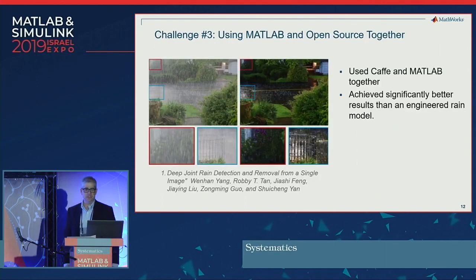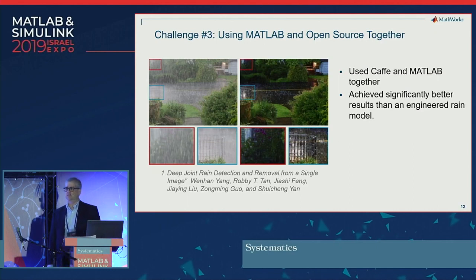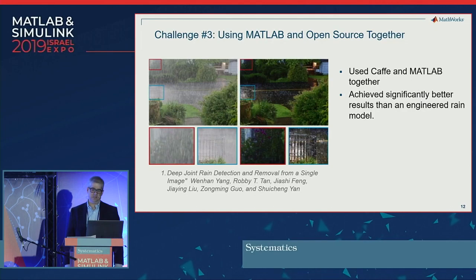The third challenge is using MATLAB and open source together. So here's an example of a research paper recently published that used Caffe and MATLAB together, and it achieved significantly better results than an engineered model. In this case, they have the original image on the upper left. It's rainfall, and it's pretty heavy rain by the looks of it. And they're trying to see through the rain to get to some of the details.